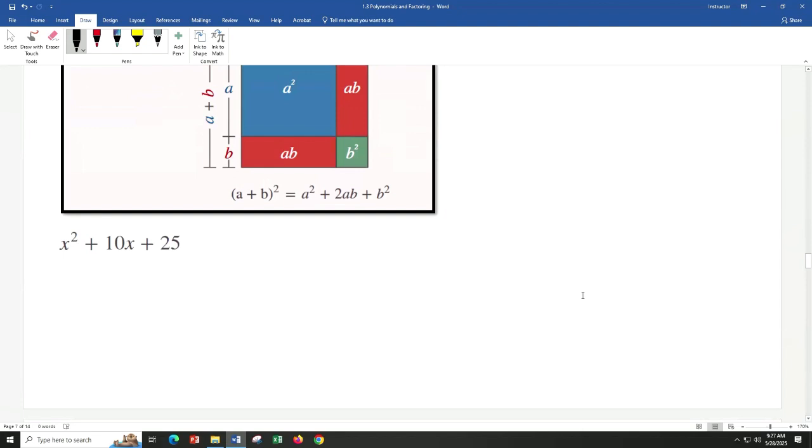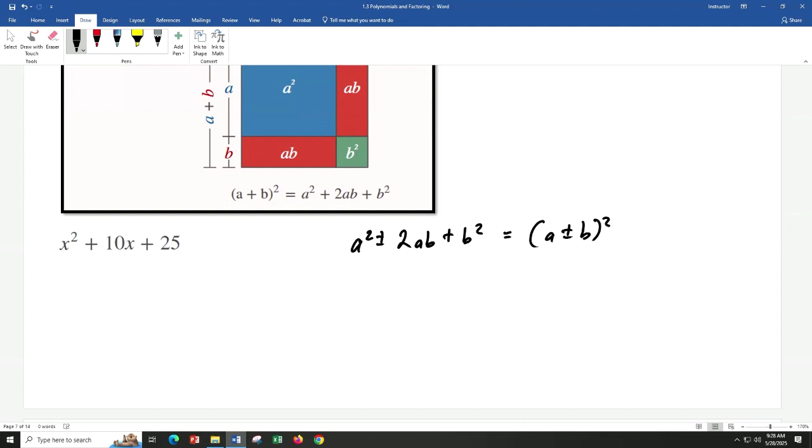This is an example of a perfect square trinomial. Well, how do I know? First off, let's look at what the formula says. If I have something of the form a squared plus or minus 2ab plus b squared, that will always factor into something (a plus or minus b) squared.